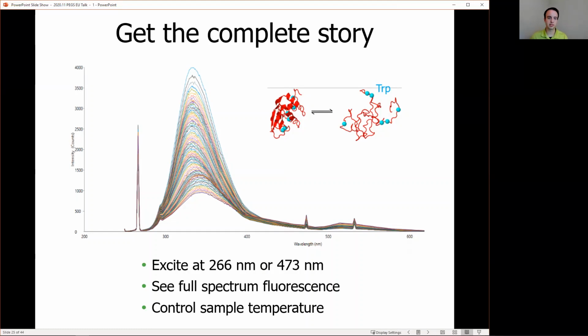Static light scattering can be seen on this slide at 266 nanometers, which is where our UV laser excites the protein and then bounces back out and gives us information on aggregation.